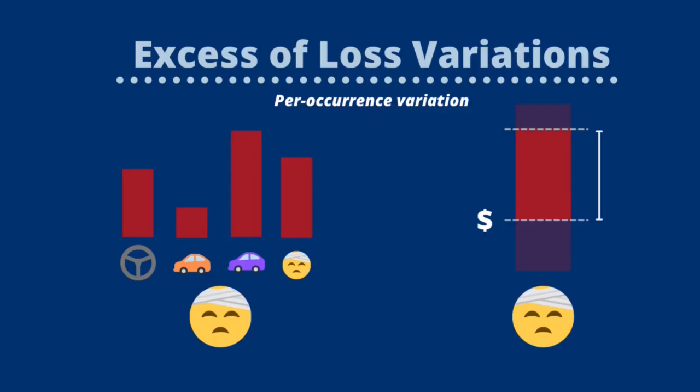This variation is often used for liability coverages, and the attachment point will be lower than whatever is the highest policy limit that the primary insurer sells.